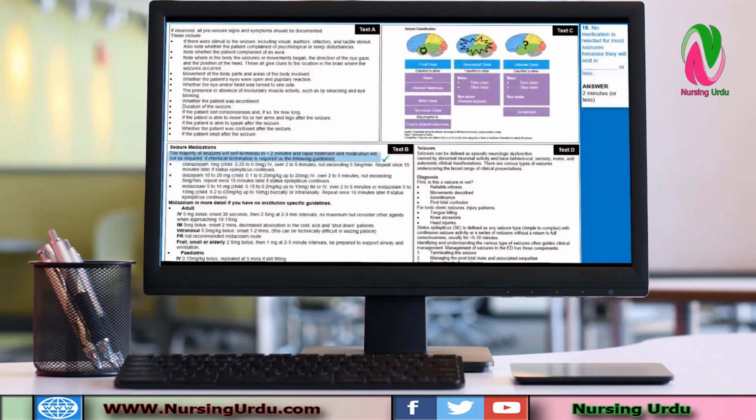So no medication needed. So no medication, okay? Most seizures because... and then we're looking for a reason. So it says the majority of seizures will self-terminate in less than 10 minutes and rapid treatment and medication will not be required. So no medication is needed. Medication will not be required would be the match there to locate.